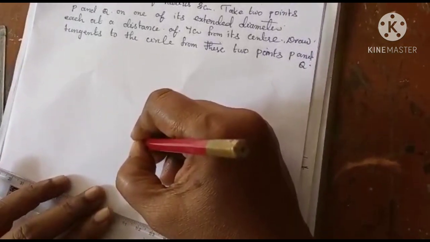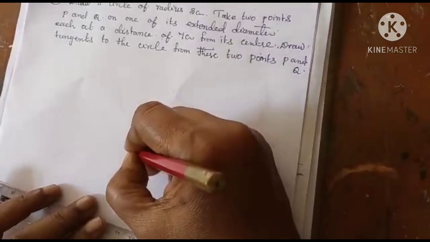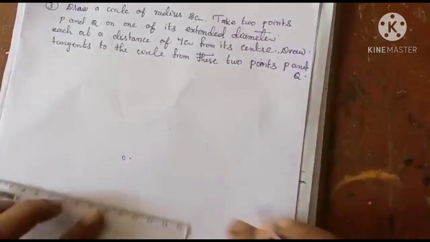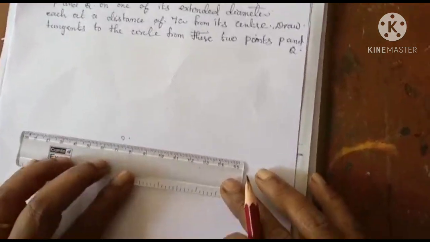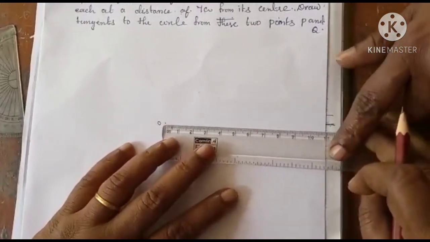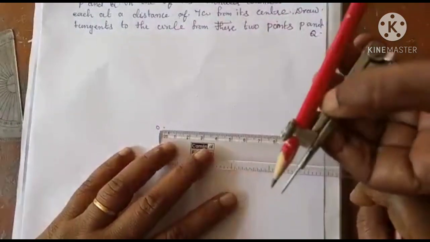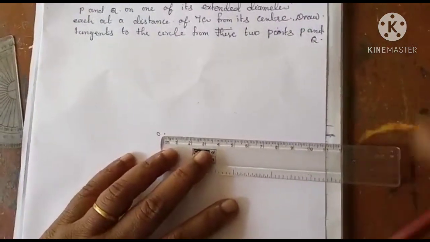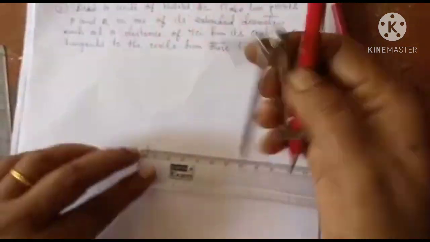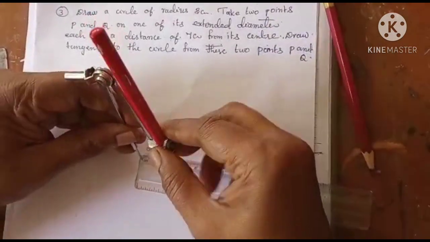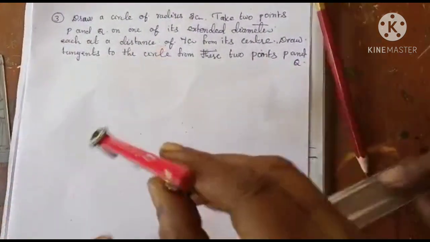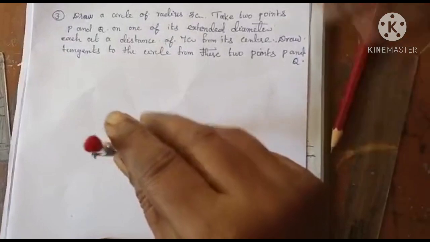First step. Taking any point O on the given plane as center, draw a circle of radius 3 cm. With O as center, measure 3 cm as radius and draw the circle.